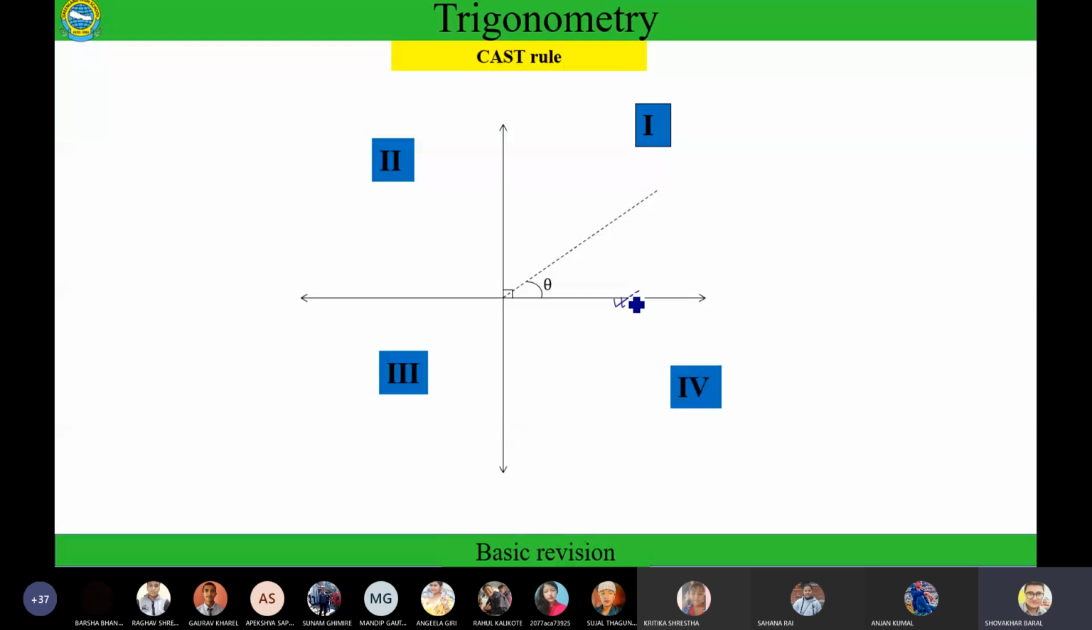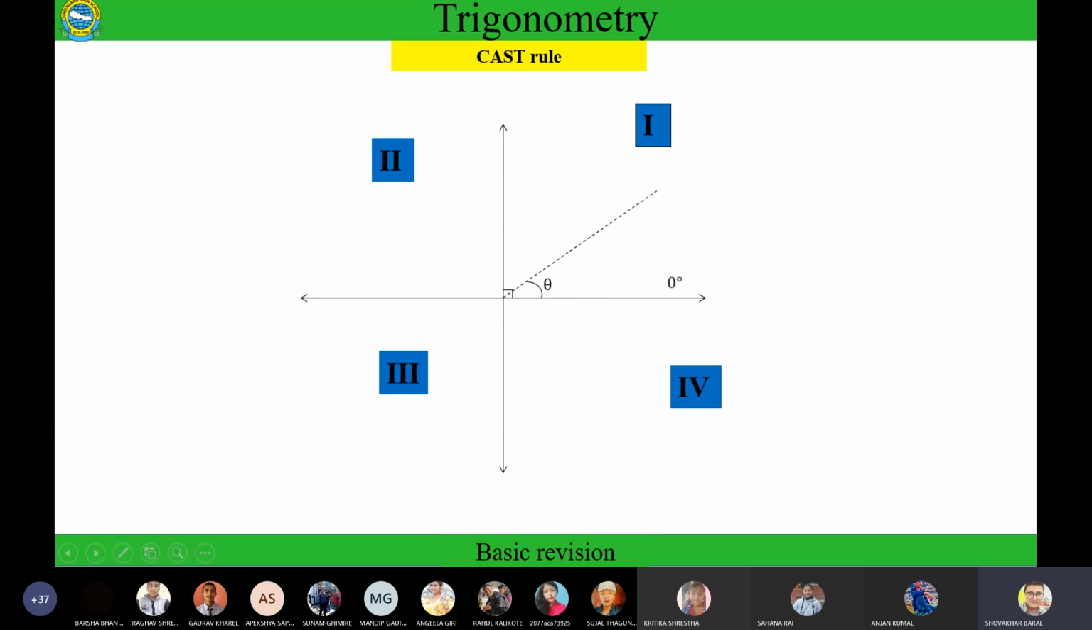Don't worry, I'll explain the cos rule at last. I'm just trying to explain the basic concept here. If this line is overlapped with this line, the angle will be 90 degree. Similarly, if this line is overlapped with this line, the angle will be 0 degree. Suppose the angle is 30 degree at this time, and if we go on decreasing, 20 degree, similarly 10 degree, and when it finally overlaps with this line, the angle will be 0 degree.